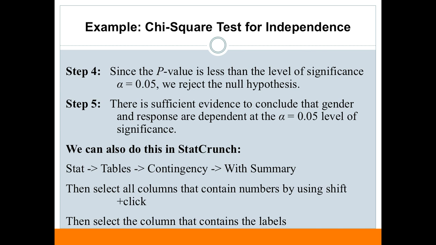Now, since the p-value is going to be smaller than the alpha value, we're going to decide to reject the null hypothesis. So we would say that there is sufficient evidence to conclude that gender and response are dependent at the 0.05 level.